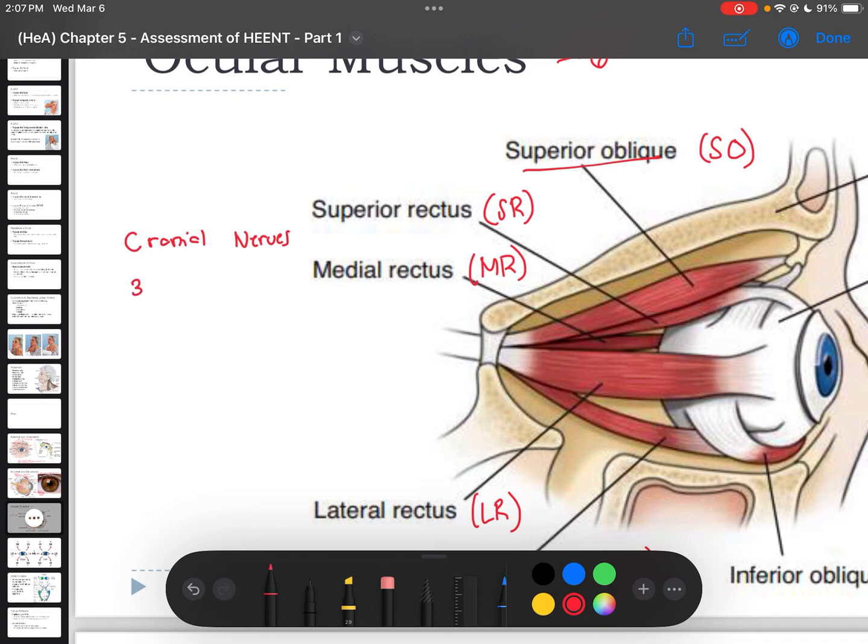First among which is cranial nerve number 3, which is our oculomotor. After that, it is also controlled by cranial nerve number 4, which is our trochlear. And lastly, it is also controlled by cranial nerve number 6, otherwise called our abducens.